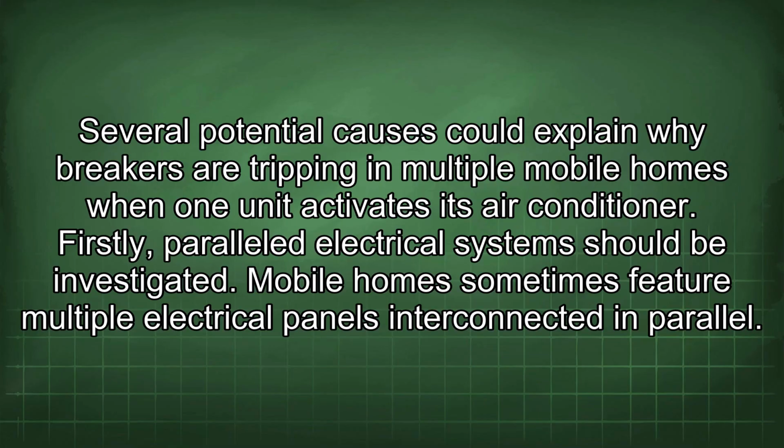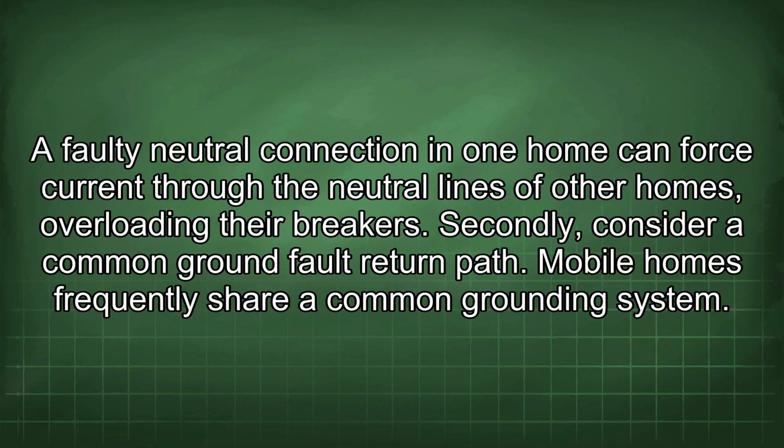Several potential causes could explain why breakers are tripping in multiple mobile homes when one unit activates its air conditioner. Firstly, paralleled electrical systems should be investigated. Mobile homes sometimes feature multiple electrical panels interconnected in parallel. A faulty neutral connection in one home can force current through the neutral lines of other homes, overloading their breakers.